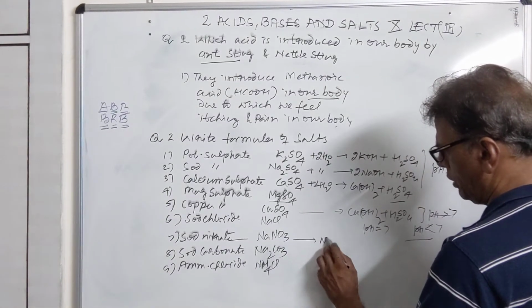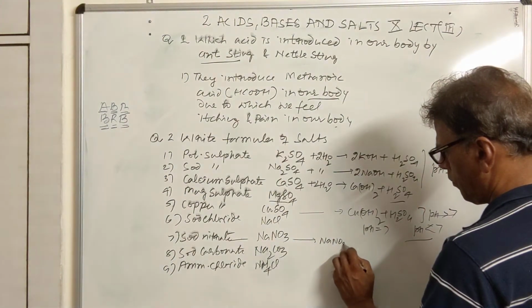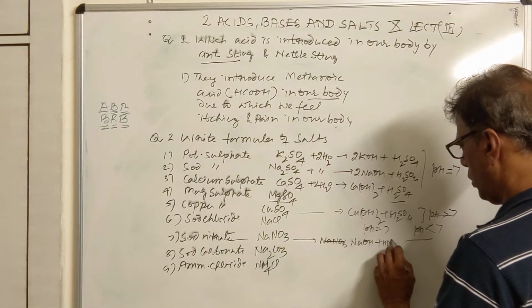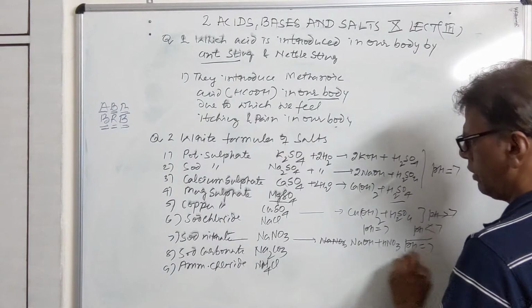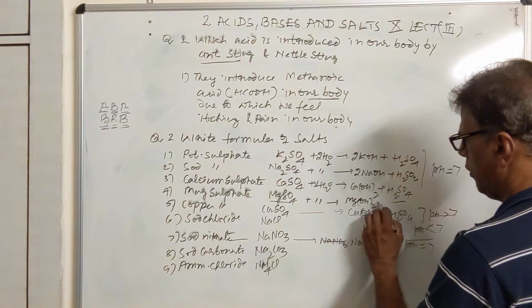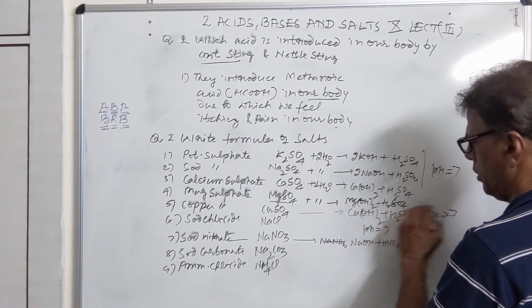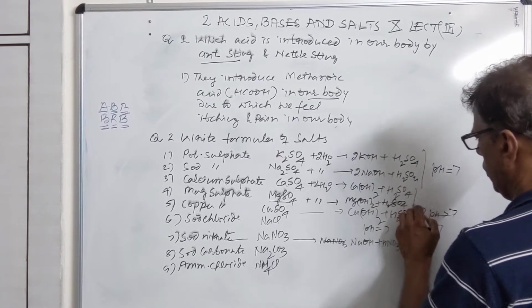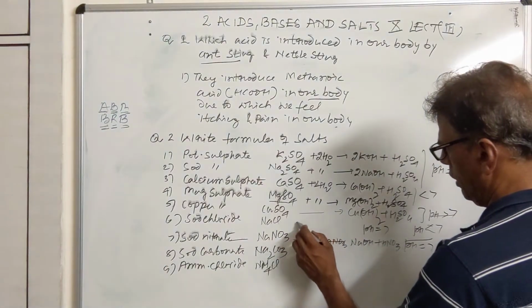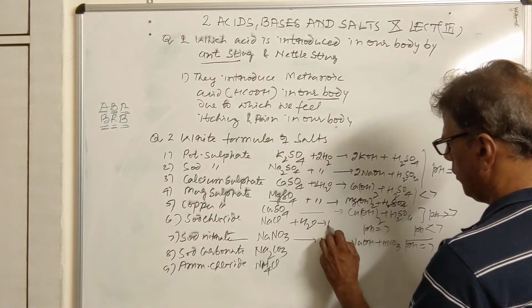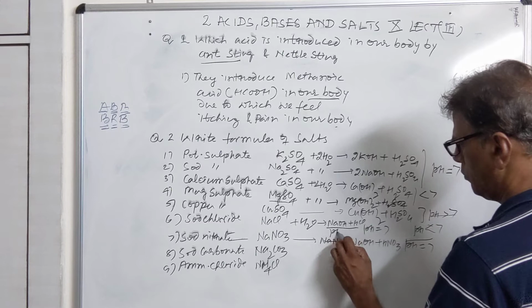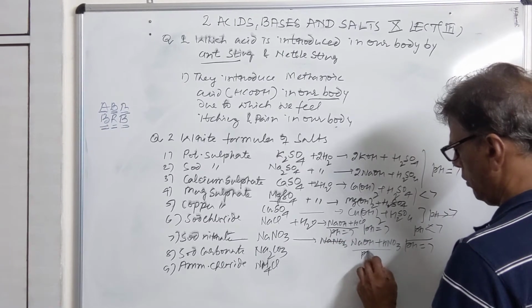NaNO3 will give NaOH plus HNO3. Both are strong, so pH is again 7 here. In this case, we get Mg(OH)2 plus H2SO4. This solution will be slightly acidic. pH will be less than 7. Then NaCl will produce NaOH plus HCl. pH of this solution will be 7. Here it is again 7.